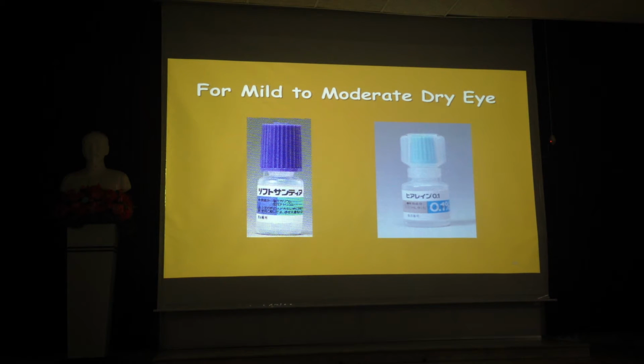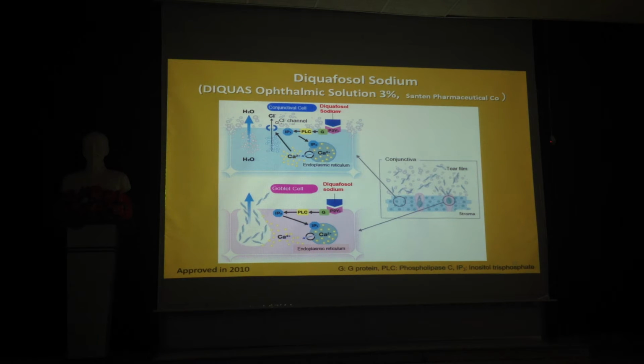For instance, for mild to moderate dry eye, we probably start using artificial tears and hyaluronic acid eye drops. And then diquafosol sodium. Diquafosol sodium is quite effective, as I said, to increase mucus as well as aqueous. It's because this is a P2Y2 agonist. So it stimulates the P2Y2 receptor, which eventually increases the intracellular calcium concentration. And then that opens the chloride channel. So therefore, water is also coming from the cell itself. And also the goblet cell releases the mucus from the Golgi. So therefore, both mucus as well as aqueous are released.